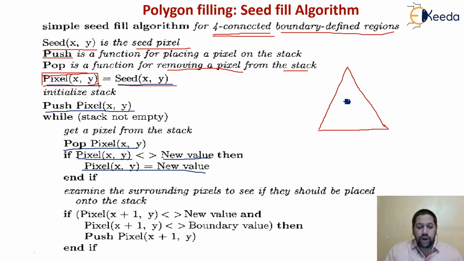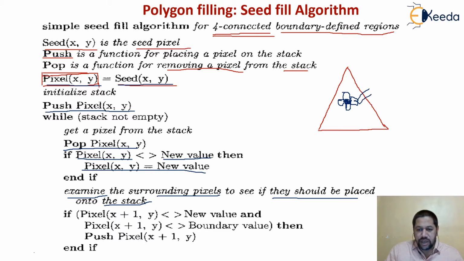Now after this I need to consider the surrounding or neighboring pixels to see if they should be pushed onto the stack or not. So which are the 4 connected pixels of my seed pixel? I'm just drawing the neighbor pixels in a larger size to understand. This is another neighbor pixel, and this is another neighbor pixel. So these are my 4 connected pixels. Now suppose this is x. This pixel has the value x plus 1 comma y, the y value as it is.